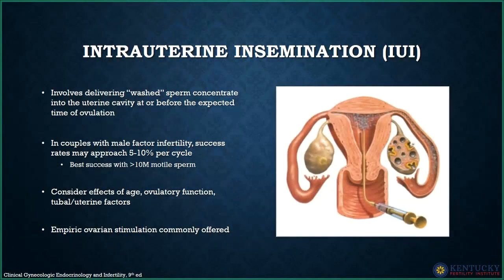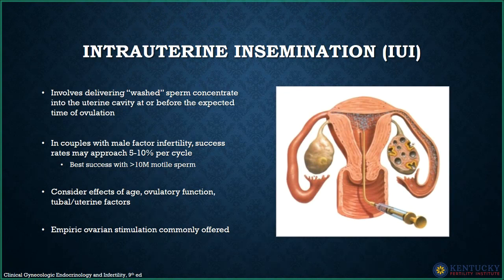Here's a picture to show you what it looks like. It's a pretty easy procedure, not too much more complicated than a pap smear from the patient's standpoint. With couples with male factors, success rates will probably approach 5 to 10% per cycle. So it's not a terribly effective treatment, but it can still be effective for overcoming more mild cases of male factor. For single women or women in same-sex couples, therapeutic insemination with donor sperm may lead to higher success rates, maybe approaching 20% per cycle.